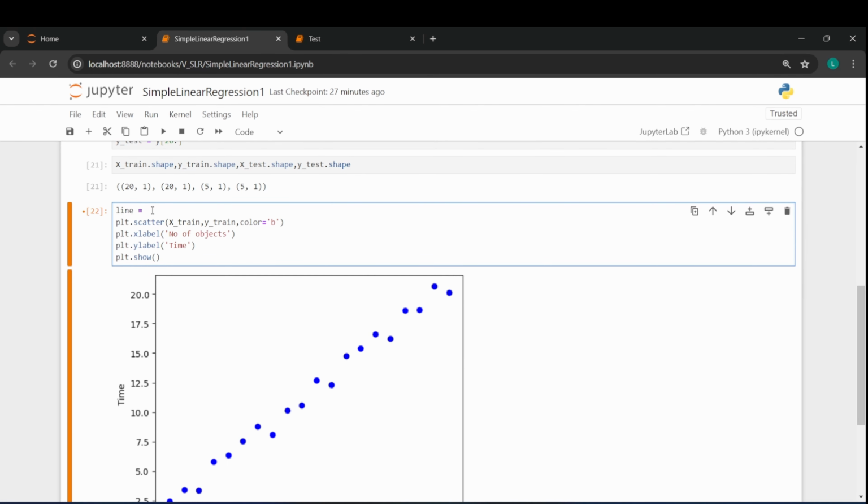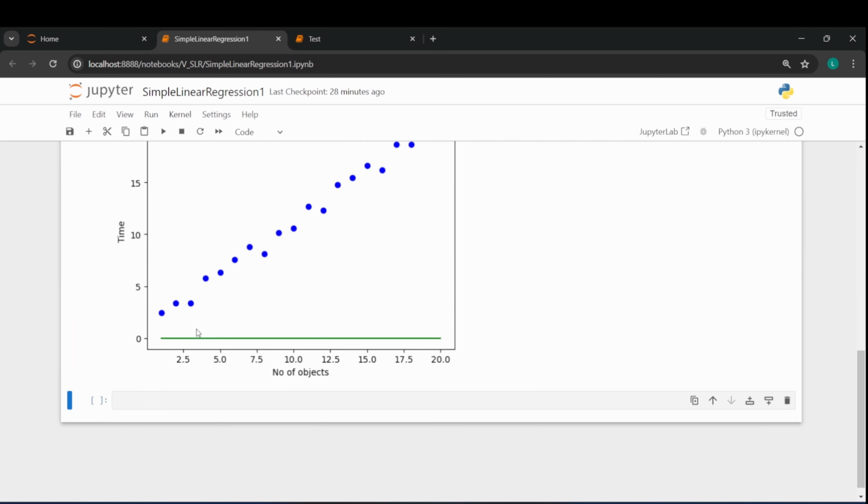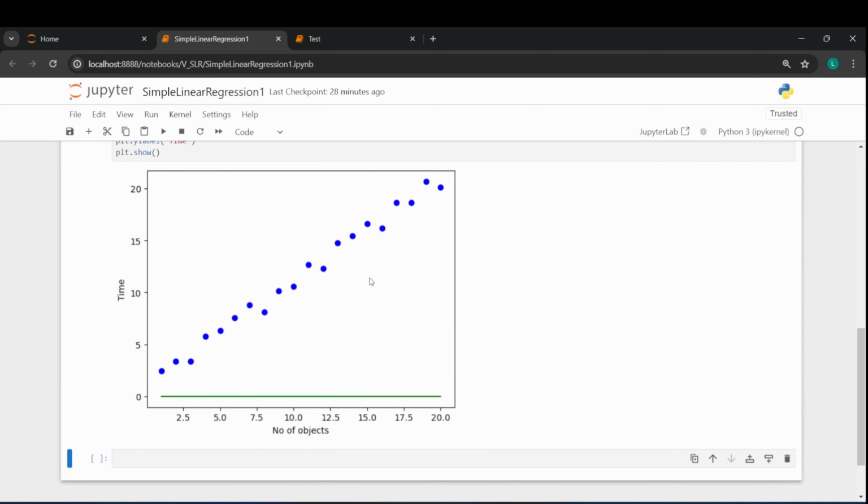We are going to start with the x-axis, so let's just include that, and remember that we are initializing the w and b values with 0, so I'm going to say 0 into x train plus 0. This is nothing but the equation of a line, y equal to mx plus c, and instead of m and c we took w and b, and we are going to initialize them with 0, so the line equals 0 into x train plus 0. Let's also include that here. So this is how the line looks that we are going to start with. Now we are going to move this line to the best fit line's position.